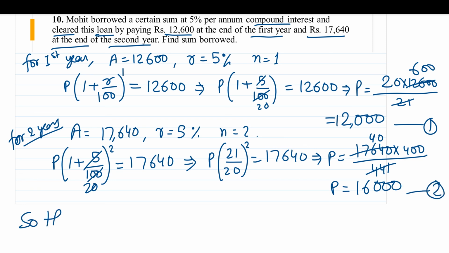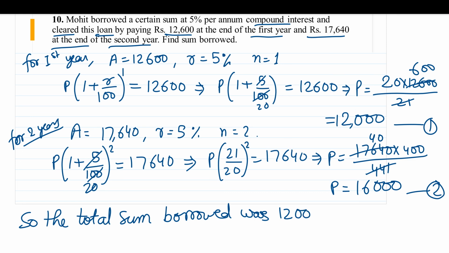So the total sum borrowed was 12,000 plus 16,000. That is 28,000. I hope it is clear.